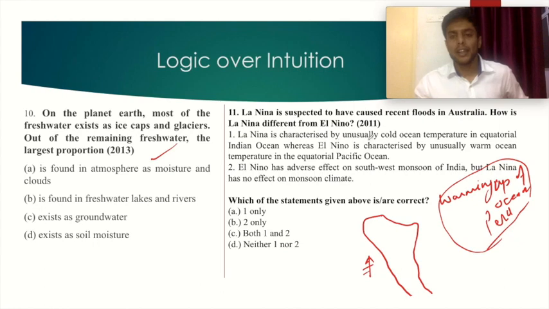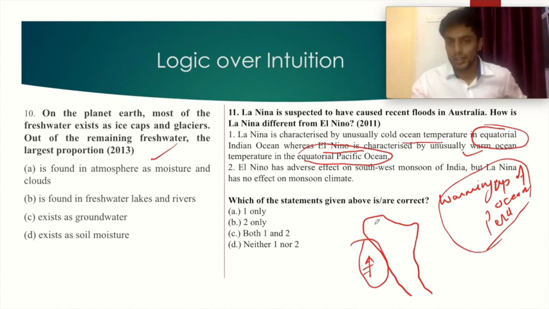La Nina is characterized by unusual cold ocean temperature in the equatorial Indian Ocean. And El Nino is characterized by unusual warm, of course, warm ocean temperature in the equatorial Pacific Ocean. Is it the equatorial Pacific Ocean? It is not. So this statement is gone. So both 1 and 2 are gone. Now, El Nino has adverse impact on southwest monsoon. Yes, it has. But La Nina has no effect on monsoon climate.